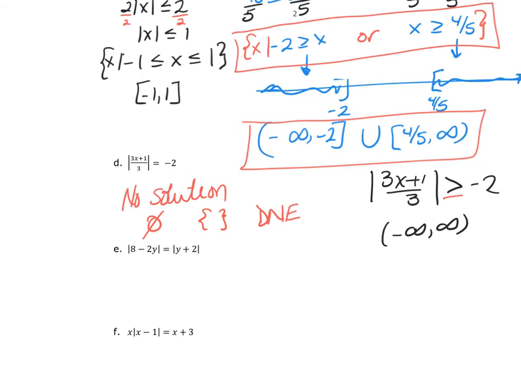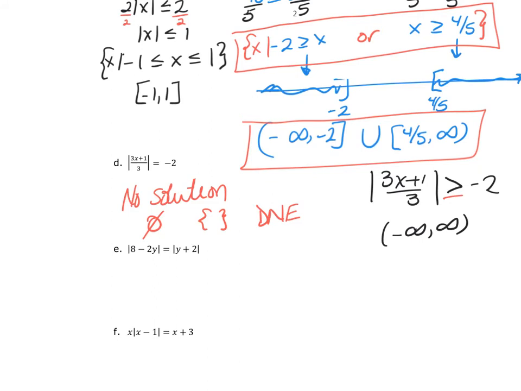Now let me talk about E and F, and then we'll be done for today. With E, you choose the side that you want to have the absolute value taken off without any problems. So I'm going to choose the right-hand side and leave it alone.